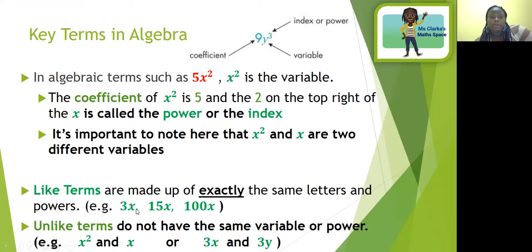So the example that I wrote at the bottom is x squared and x. They will be unlike terms, two different terms. Or 3x and 3y, they are two different terms. In algebra, we use the term like terms and unlike terms. So let's get used to hearing and seeing those terms. All right?